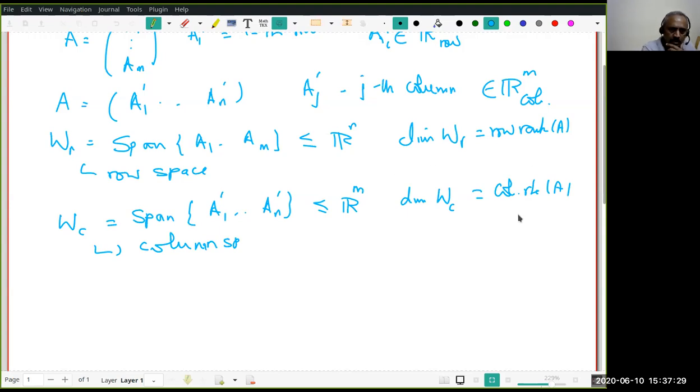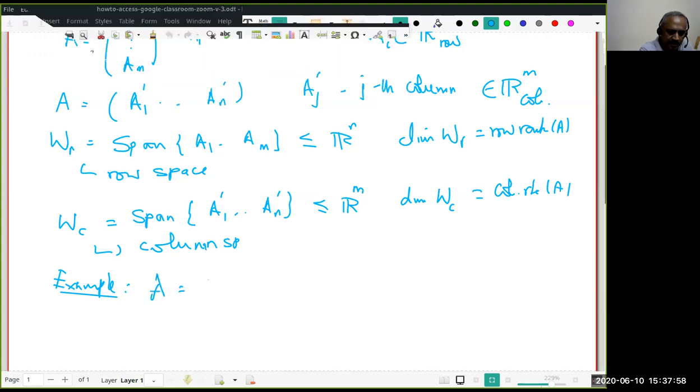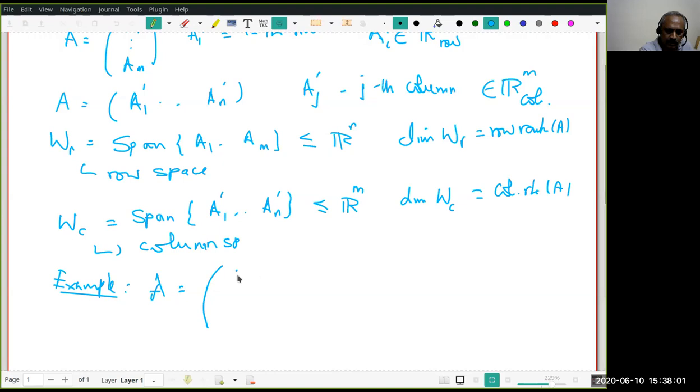Good. So let's look at an example. I'll give you a very simple-minded example, because whenever I'm learning a new concept, I don't look for the most significant, difficult example. What I look for is a simple example which allows me to build some intuition about the concept. So now my matrix A is going to be a 3 by 3 matrix: 1, 0, 0, 0, 0, 1, and 0, 0, 0.